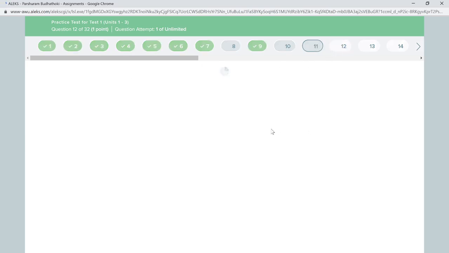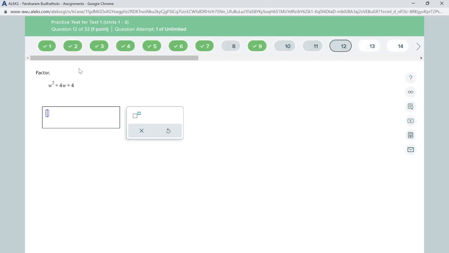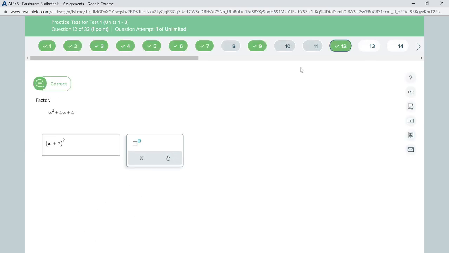Okay, again, it's a factoring, but this is a very easy type of factoring because it's a perfect square. 4 times 1 is 4, and there is a 4, so you can say 2 plus 2 is 4. 2 times 2 is 4, so the answer would be w plus 2 whole square. But you can always use that AC method. Okay, it's a perfect square trinomial, so finding the factor is easy.